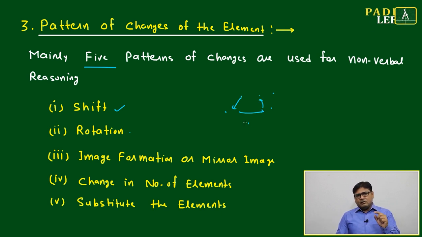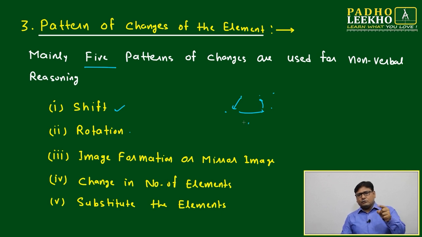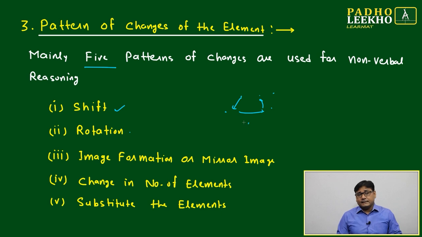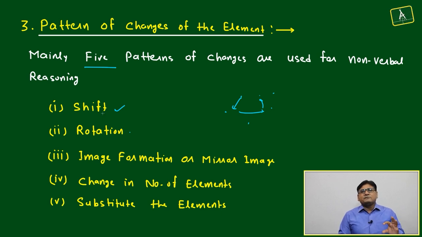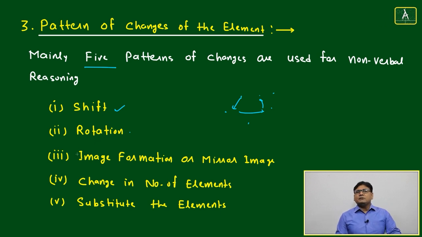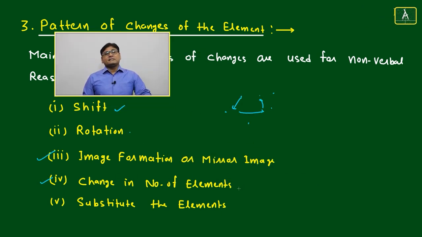Means Ram will go to the place of Sita, Sita will go to the place of Lakshman, Lakshman will go to the place of Ram, like that. Means shifting among 3 or more than 3 elements. Another is rotation. Rotation will be generally in certain direction, clockwise, anticlockwise, or circular or elliptical, like that. Image formation or mirror image, change in number of elements.